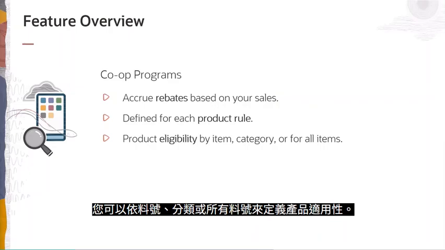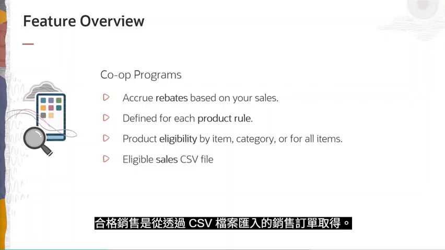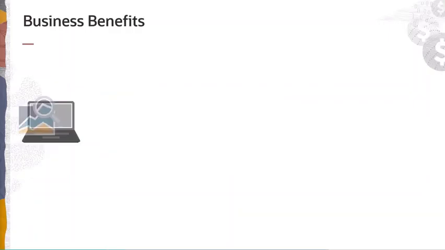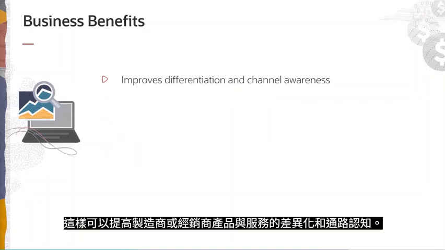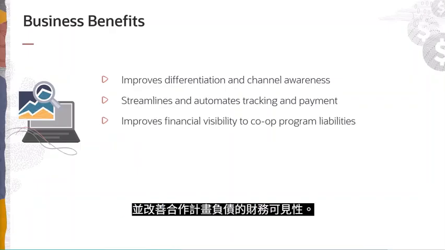You can define product eligibility by item, category, or for all items. Product eligibility supports exclusion by item or category as well. Eligible sales are obtained from sales orders, which are imported through a CSV file. This improves the differentiation and channel awareness of a manufacturer or distributor's product and services. It can streamline and automate tracking and payment of co-op marketing funds, and improves the financial visibility to co-op program liabilities.